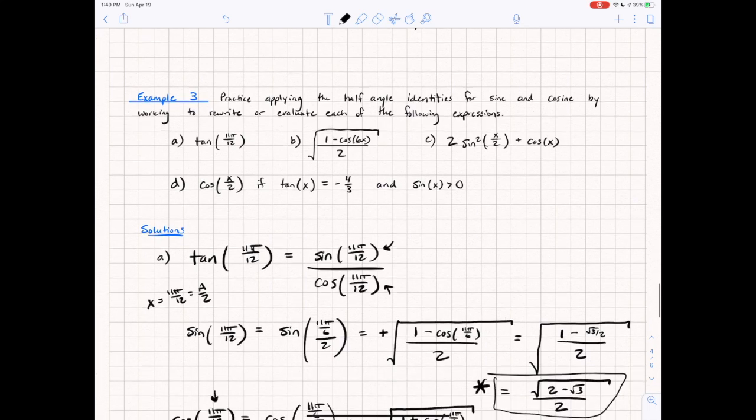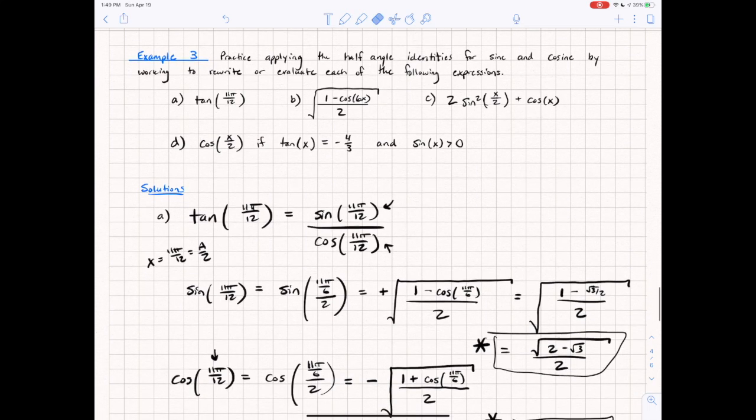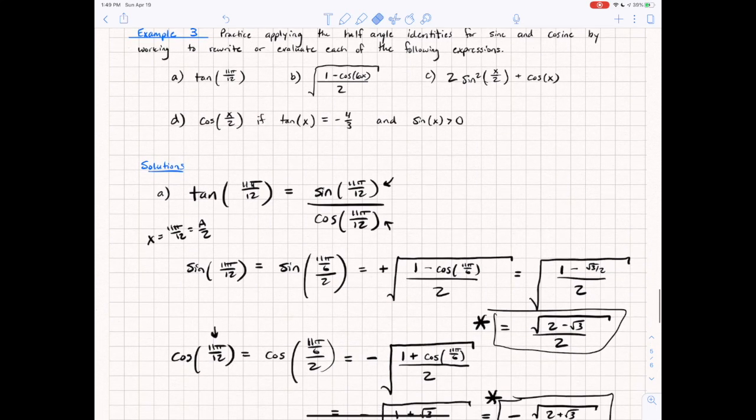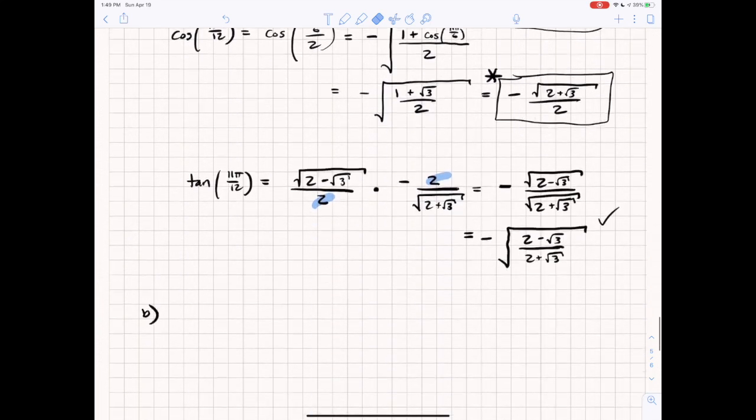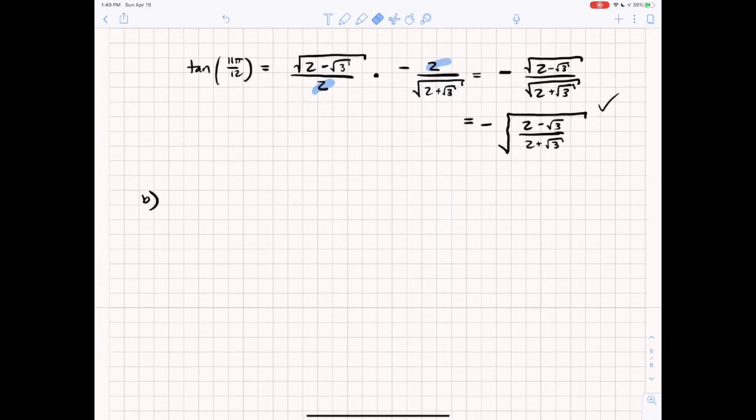And B, these next ones are going to be a little bit easier, which is nice after that one. So 1 minus cosine of 6x, all over 2, square root. And so I want to use one of my identities for this. Now, the minus is what kind of gives this away here, that for the half angle, this is referring to sine, right?